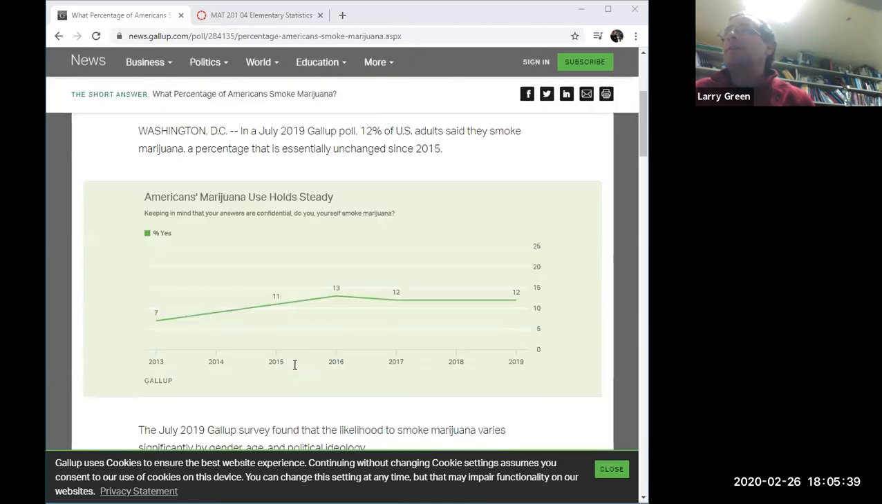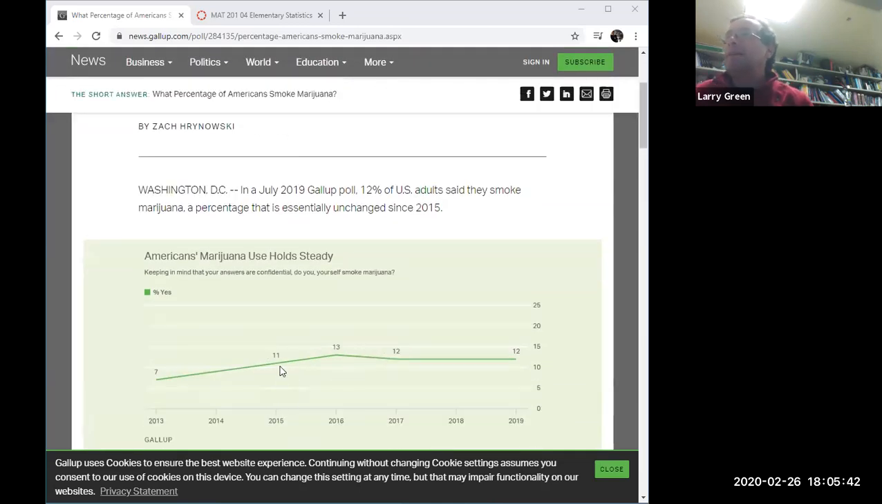We don't have to read the whole article, but you can definitely see right here that in 2015, 11% of Americans said that they smoked marijuana. And in 2019, which is the most recent year they got, we don't know 2020 yet, that'll probably come soon, that was 12%. So when you look at it, does it look like it's changed? Is 11% and 12%, are they the same number? What do you think? Yeah, they're not the same number.